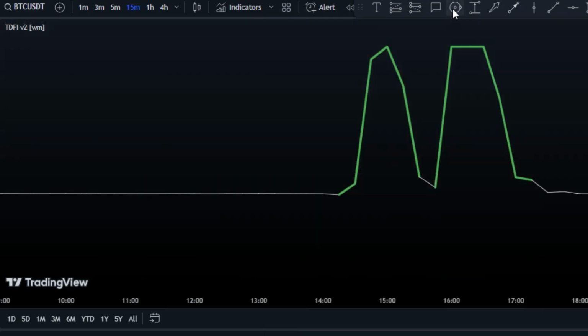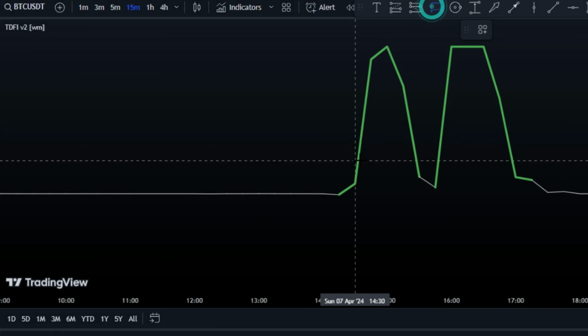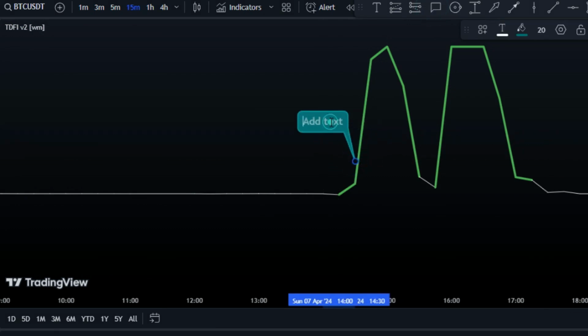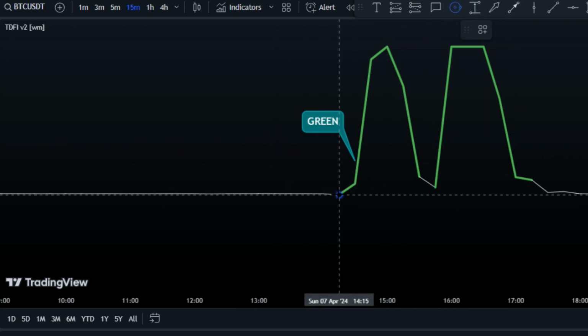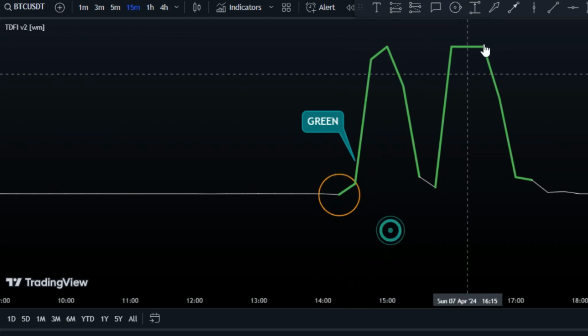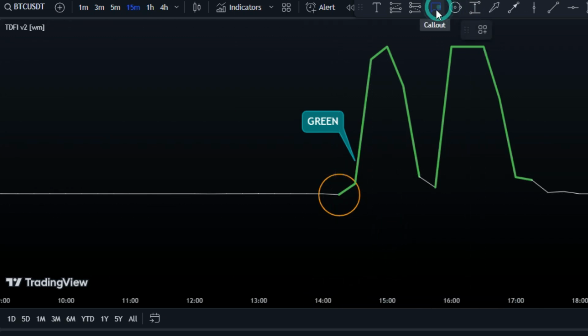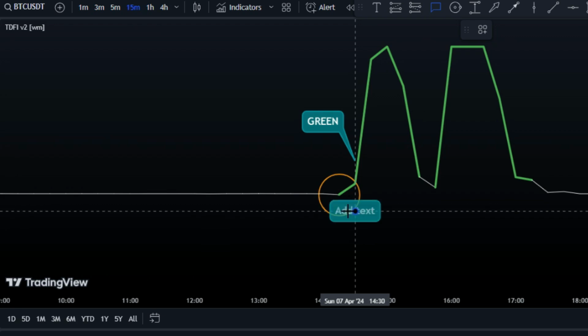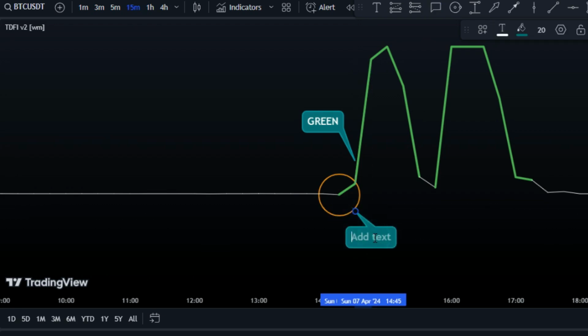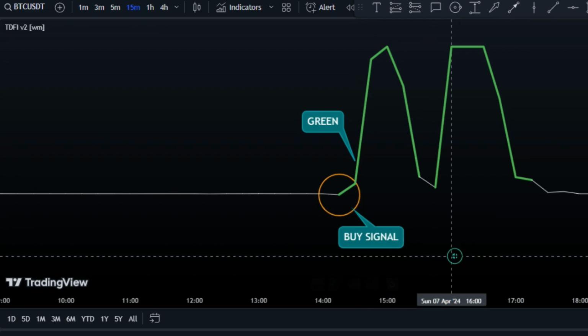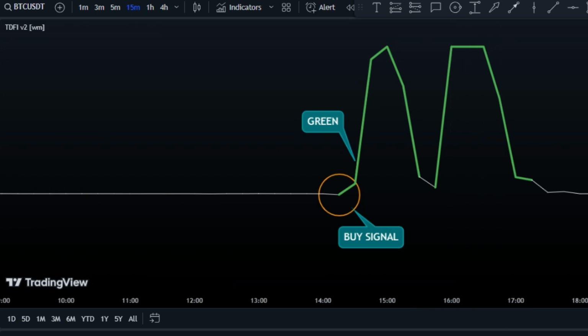The TDFI indicator displays a colored line that provides valuable insights into market trends and potential trade opportunities. The line color changes according to the strength and direction of the market, with specific colors signaling buy and sell opportunities. In our strategy, when the TDFI line color shifts from white to green, it indicates a buy signal. This color change shows that an upward trend may be forming, suggesting it's an ideal time to consider entering a long position or buying an asset.